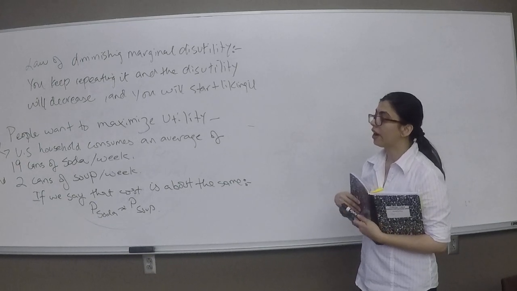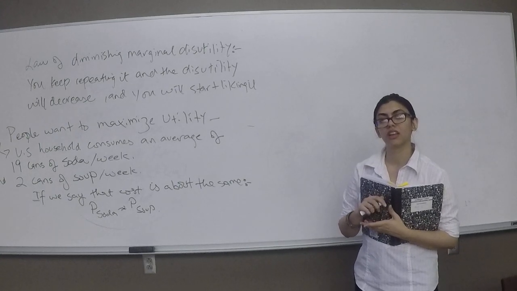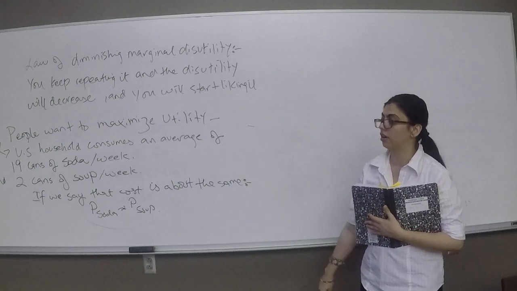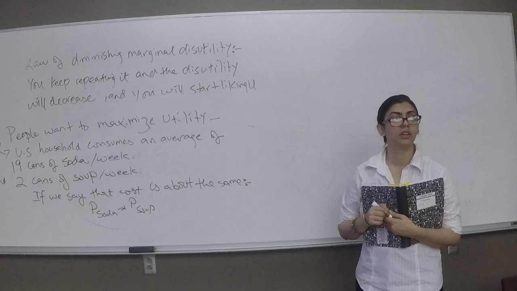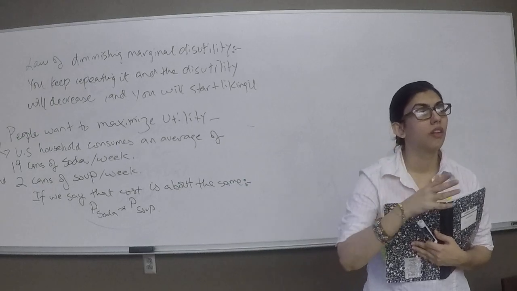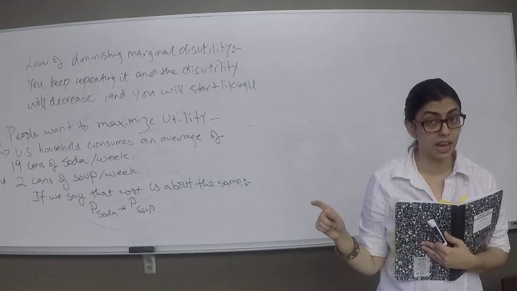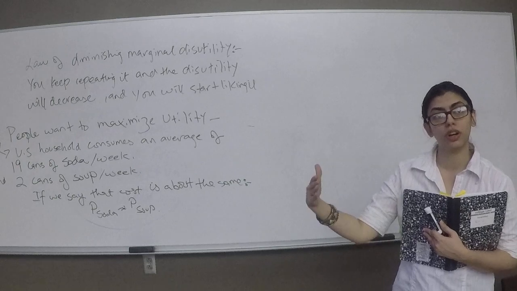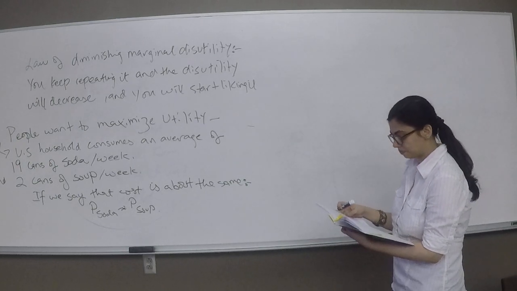Also, why don't they consume the 20th or 21st or 22nd can of soda? Yeah, the utility is starting to decrease after the 19th can. On average, for US households, after the 19th can, the utility is starting to decrease. That's why they're consuming 19 cans.